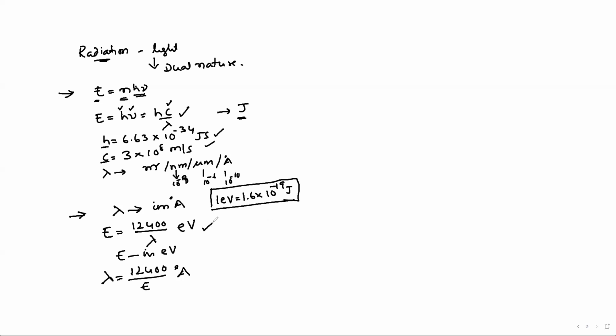And sometimes, based on these simple relations, problems may also be asked. I take one example. The wavelength of a light is 100 nanometers. What is the energy related to this photon? The wavelength is 100 nanometers, and in angstroms it is 1000 angstroms. So the energy related to this is 12,400 divided by 1000, and simply you get 12.4 electron volt.